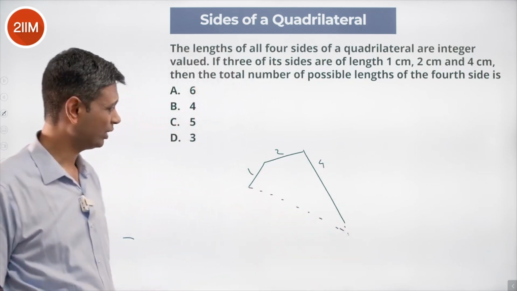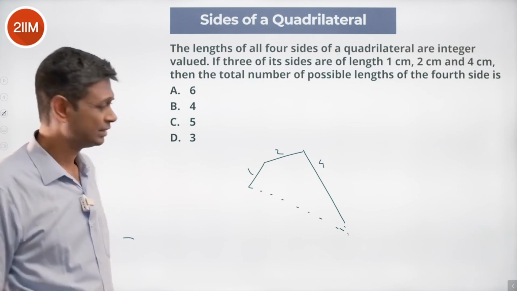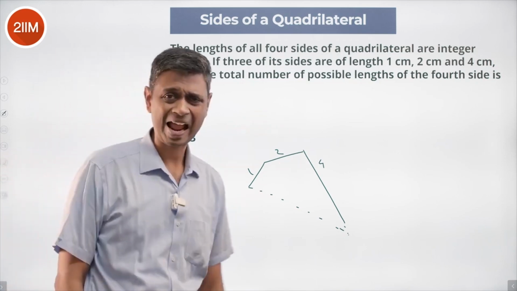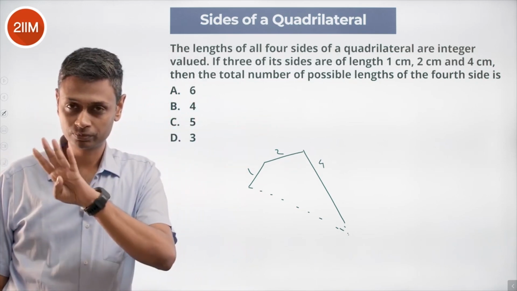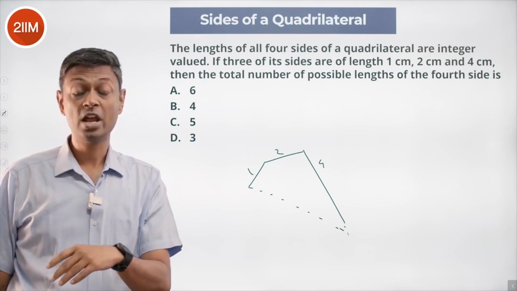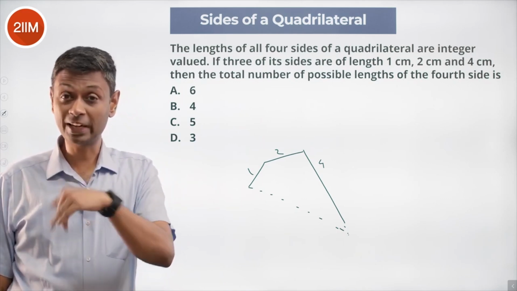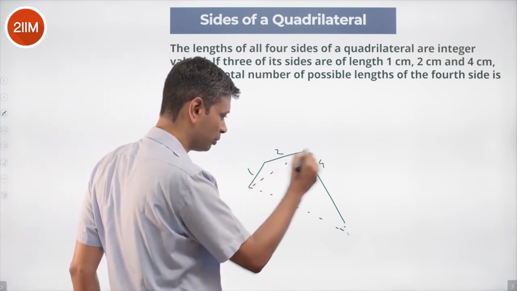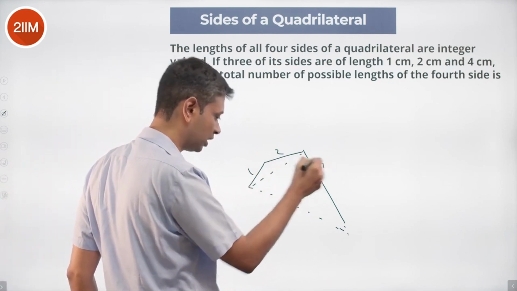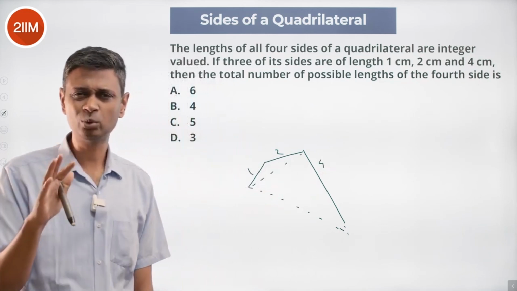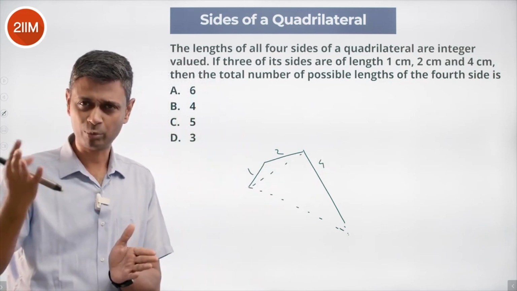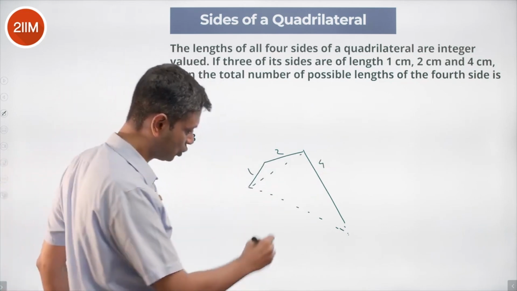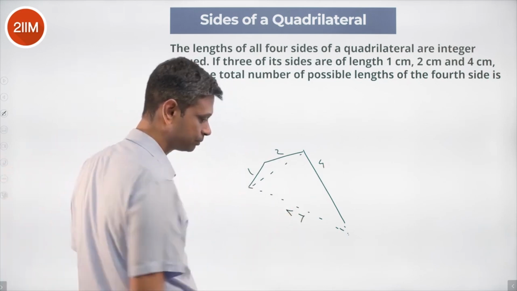1, 2, 4. A simple rule of thumb: the sum of 3 sides of a quadrilateral has to be greater than the 4th. Why? If I join this, these two are more than this, plus this is more than this, therefore this is more than this. It's just the sum of 2 sides of a triangle being greater than the 3rd, extrapolated. And so this fellow should be less than 7.